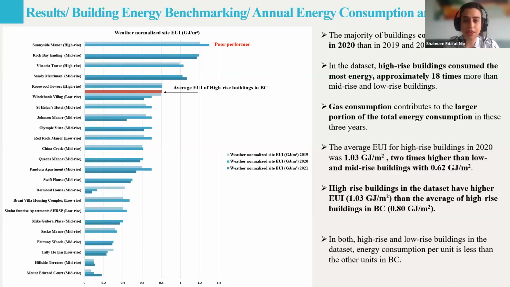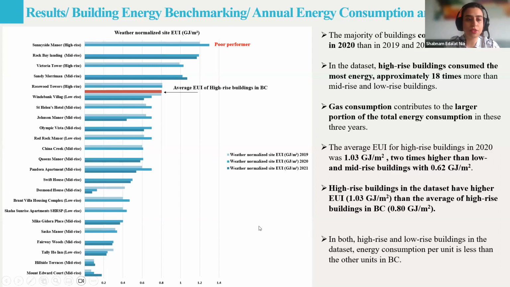The second graph here shows the results related to energy use intensity and ranks buildings based on the energy use intensity. The results related to energy use intensity also show high-rise buildings have higher energy use intensity compared to the other types of buildings, and also compared to the average energy use intensity of high-rise buildings in British Columbia.